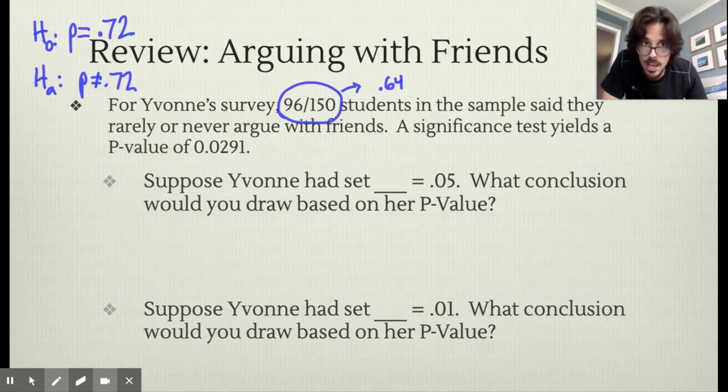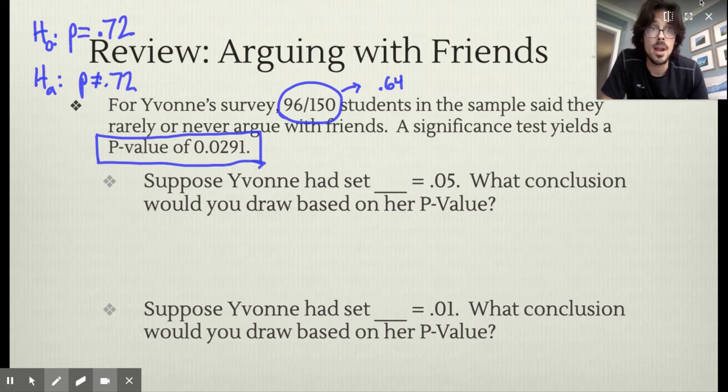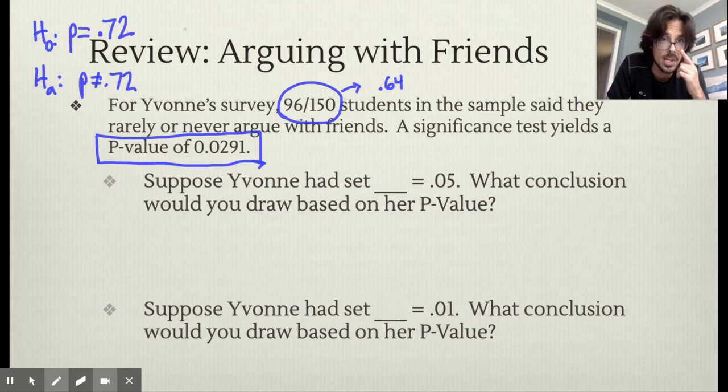They do fancy math, which we still don't understand yet. And they got a p-value of 0.0291. They didn't ask for this, but I'm going to go ahead and at least talk through the interpretation of a p-value. Remember that what that means is assuming H0 is true. So assuming her school is really a 0.72, just like the supposed national average.